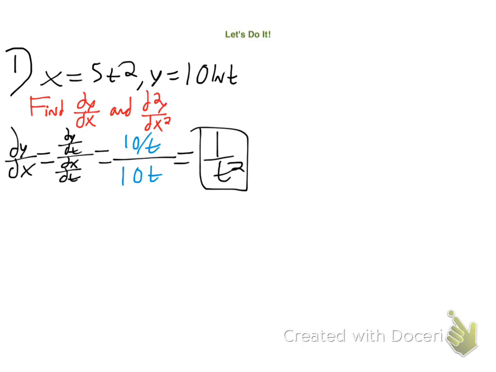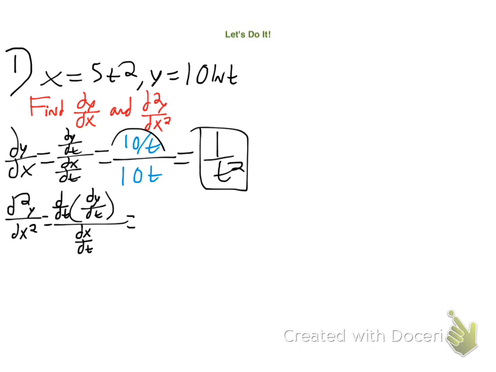Now we can find the second derivative, which we should do. So remember that the second derivative is the derivative of dy dx with respect to t over the derivative of x with respect to t. We already got this far, right? With 10 over t over 10t, right?